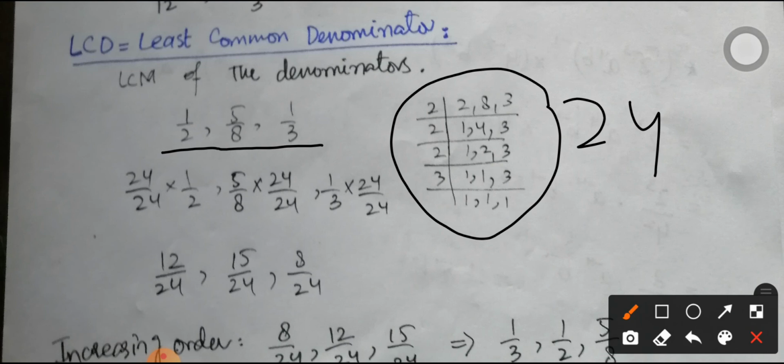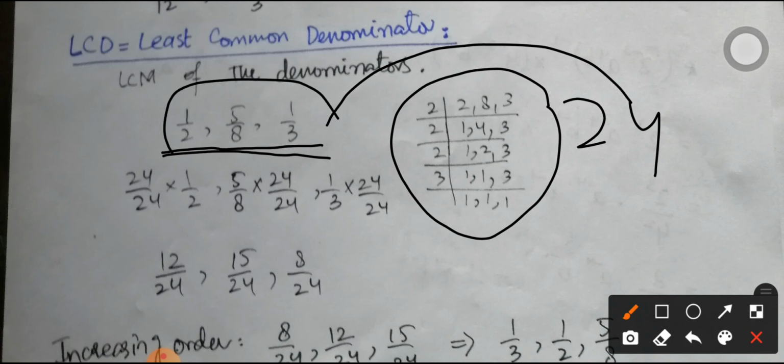Now we will discuss why the least common denominator is useful, and in what way. Let's suppose we have the fractions 1 by 2, 5 by 8 and 1 by 3, and the least common denominator is 24 over here. The least common denominator helps you convert the given fractions to equal denominators, so that we can find the equivalent form of these fractions in which all three fractions have the same denominator.